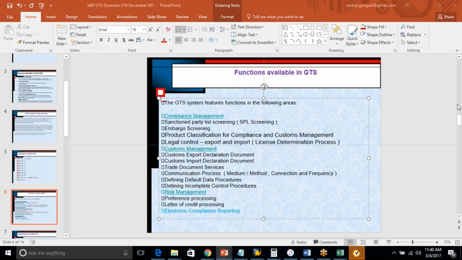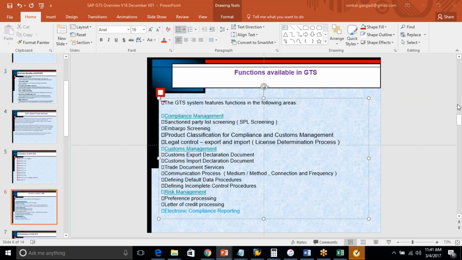Venkat, Sunil here. Is GTS something industry specific? Why I'm asking is, till today only a few companies have implemented GTS, right? No, GTS is not industry specific. Other than the food industry, anyone requires the SAP GTS module. Even for the food industry, the reason is generally food products we don't export, right? In general, that is the only reason.